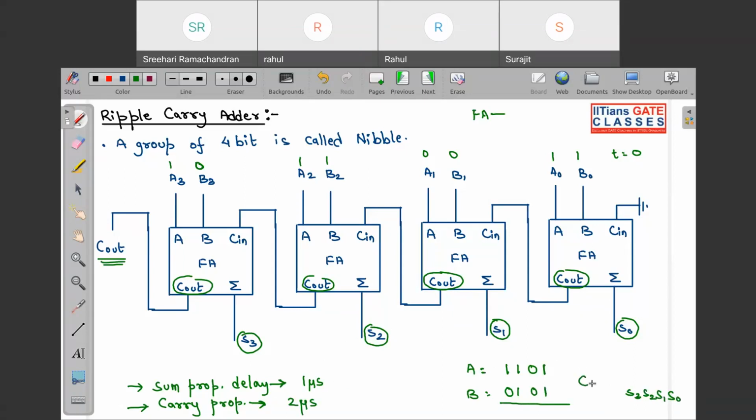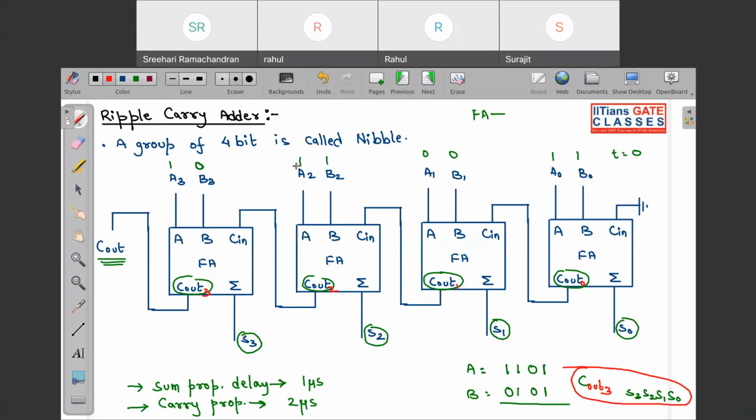Okay, C out. So let me write it as C out 0, C out 1, C out 2, C out 3. Okay, along with C out 3, so this is your complete output. So let us see when we get this output, after what time instant. So listen very carefully. This might be asked in your HL.